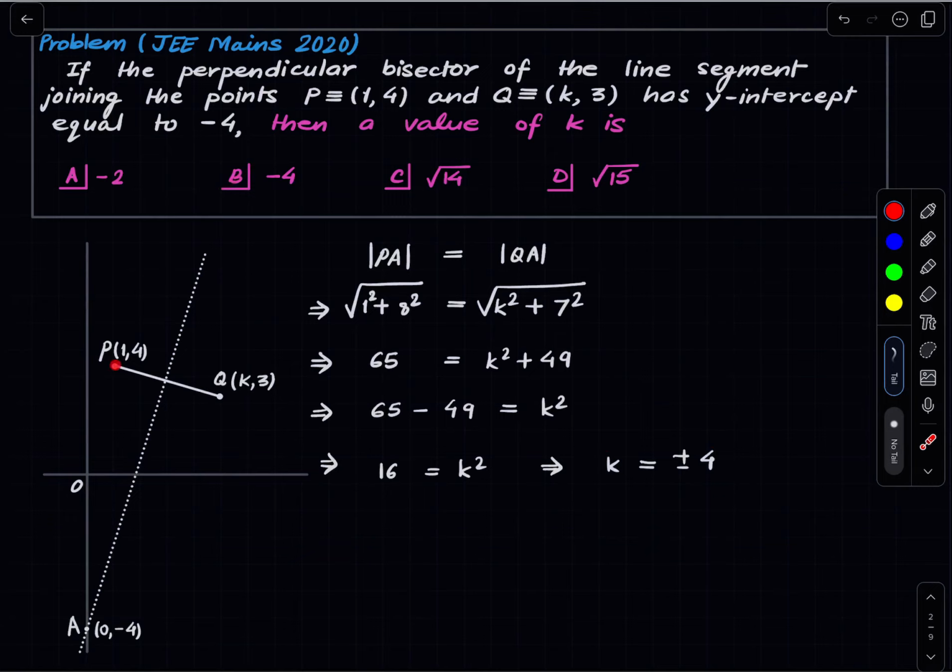And pictorially what is happening is Q is somewhere here, and if you draw the perpendicular bisector, you get this point. So there were 2 possible solutions for the point Q, but in the options only one features, and therefore we have option B as our answer.